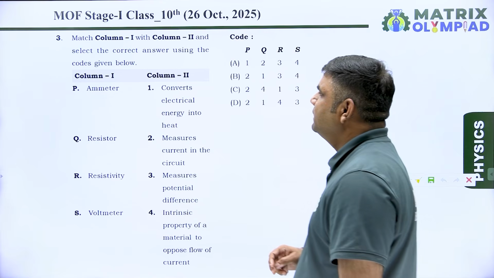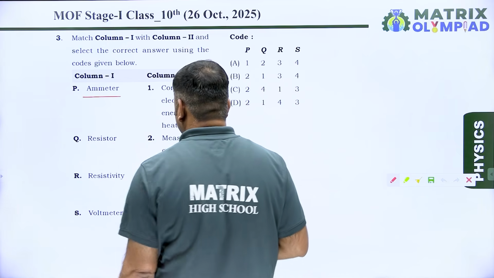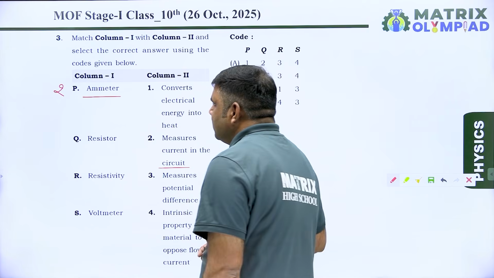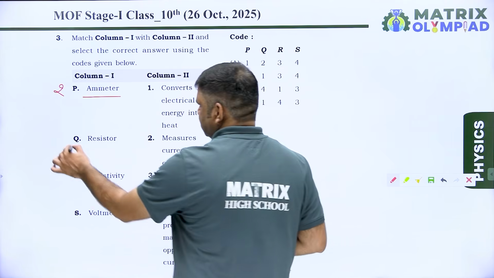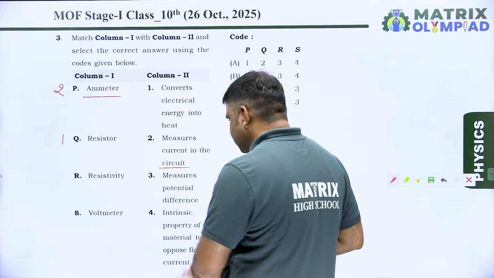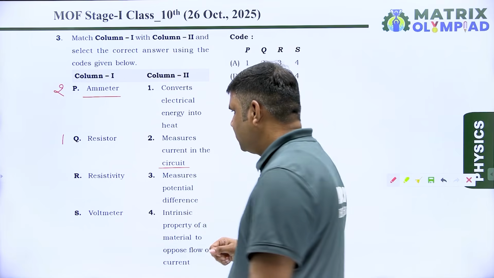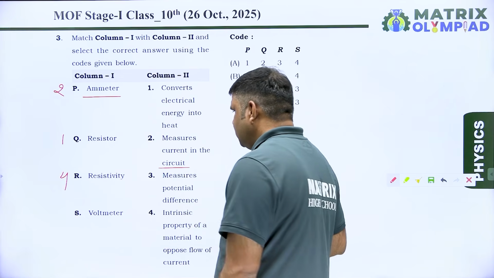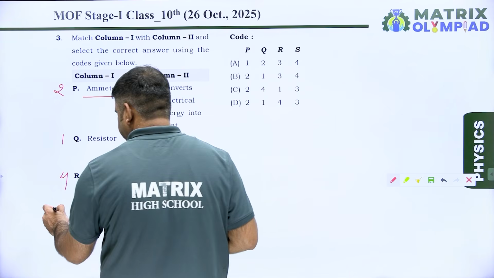Question number 3 is based on match the column. So P is ammeter. Ammeter is used to measure current in the circuit. So 2. Resistor converts electric energy into heat. So Q is first. Resistivity is an intrinsic property of a material to oppose flow of current. So R is matched with 4. Voltmeter, what is voltmeter? Used to measure potential difference. So S is matched with 3.